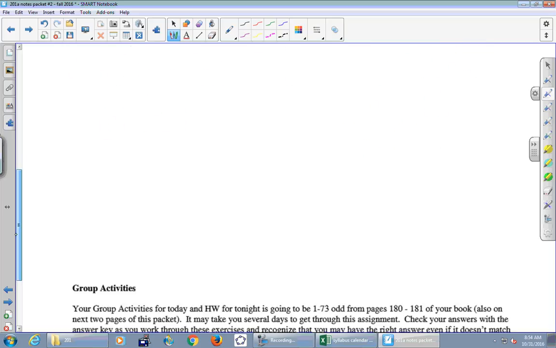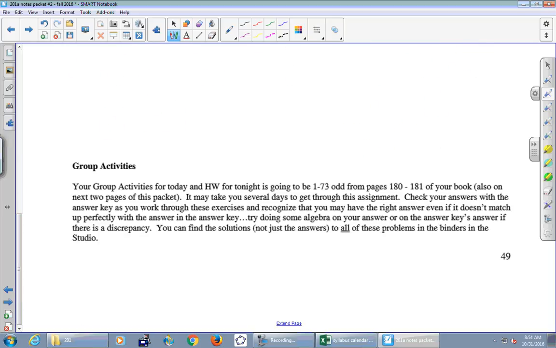Okay, at the bottom of this page, it says your group activities for today and your homework for tonight is going to be 1 to 73 odd, which is on a certain number of pages in your book. Honestly, I think that's the 6th edition stuff, but anyway, I photocopied it on the next page. So regardless of which edition, you should be able to use the very next page. It may take a few days to get through this assignment. The goal for this week is to prepare for the test. So don't stress about doing however many 37 problems or whatever that is. The goal is to prepare for the test. So I want you to do enough of these things to prepare for the test.